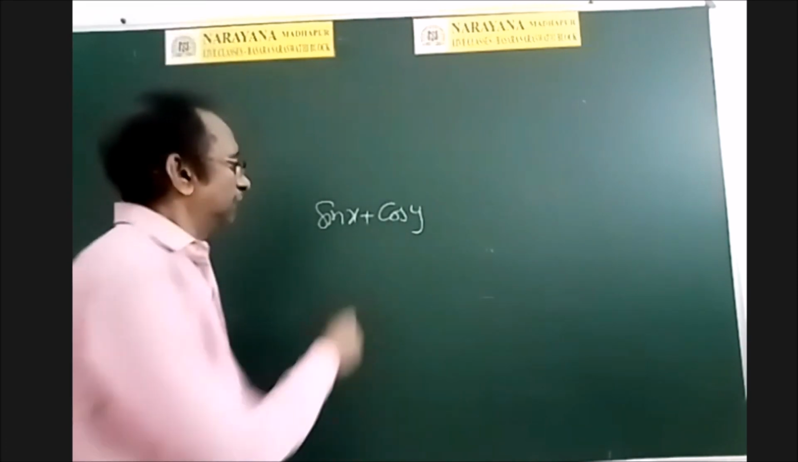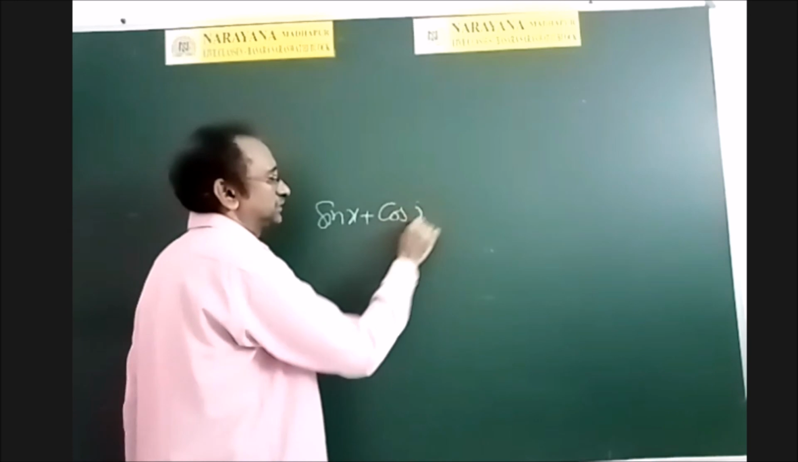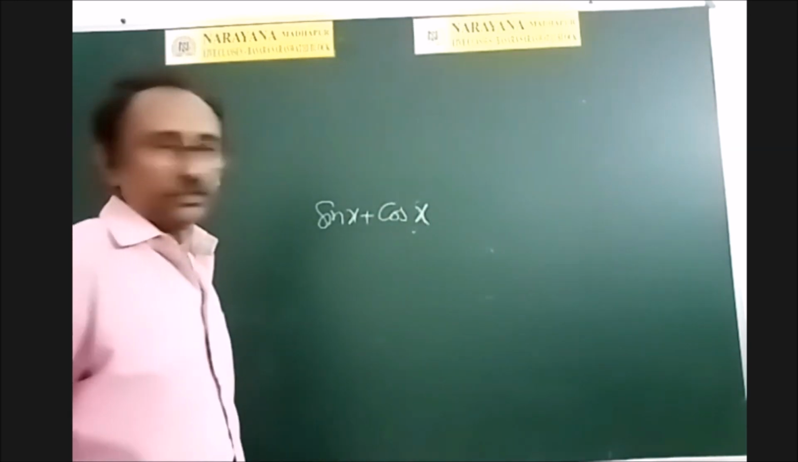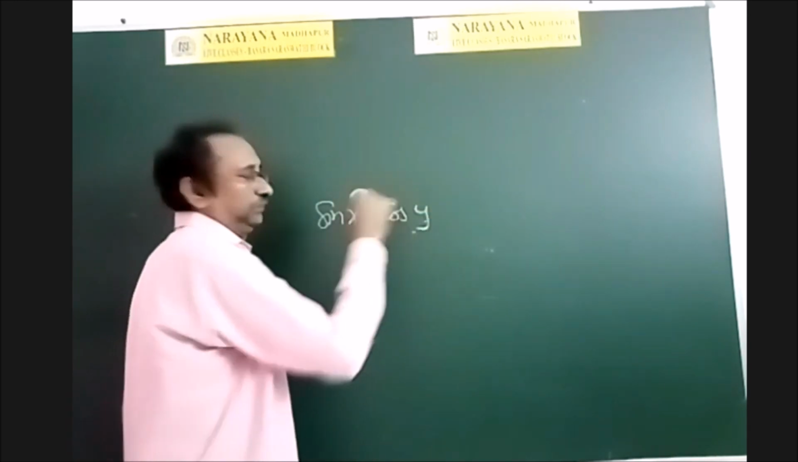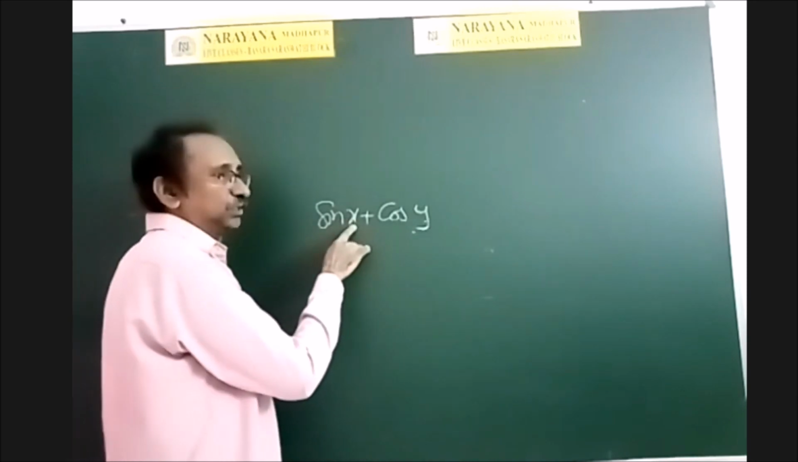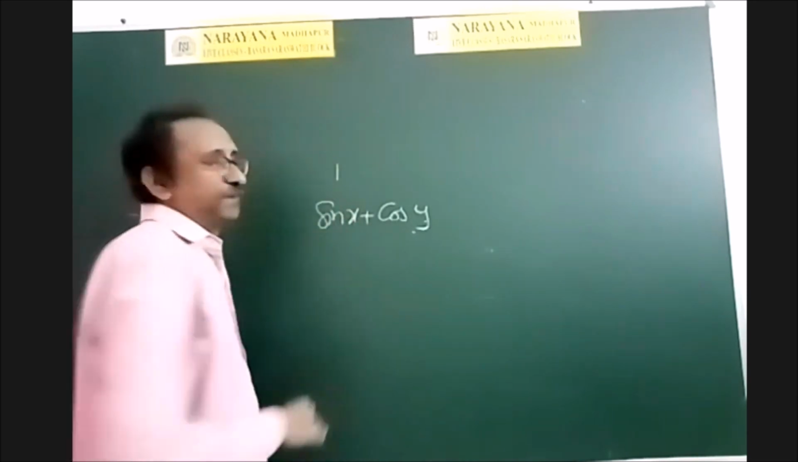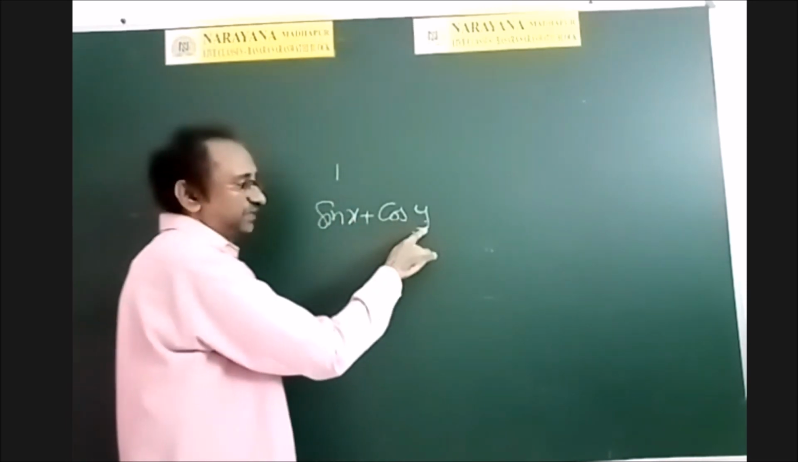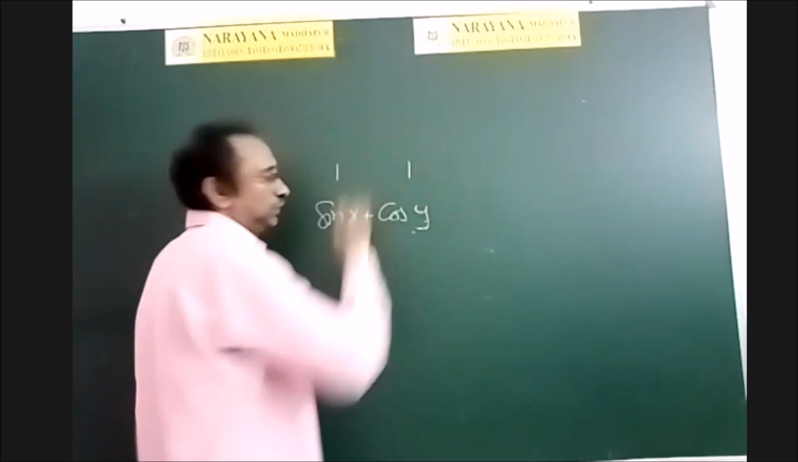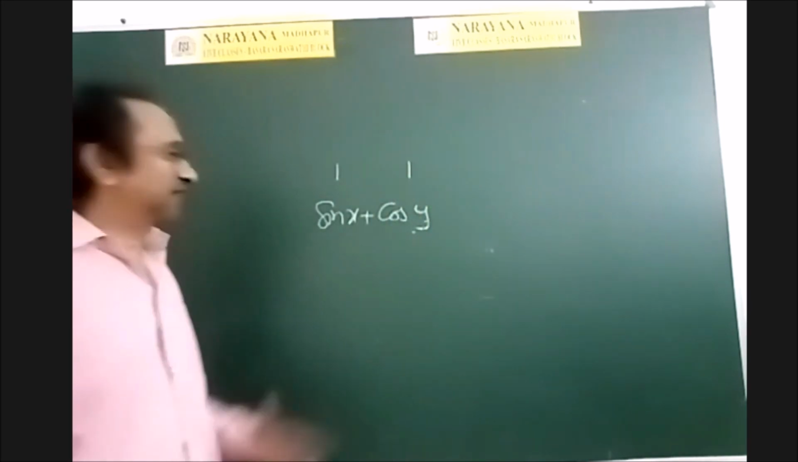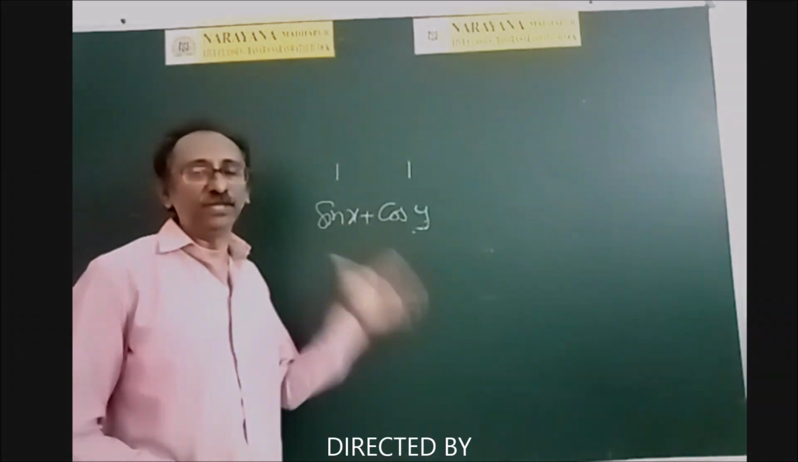Very good, very good. See, observe here. It is not sin x plus cos x. It is only sin x plus cos y. For this x, if you take pi by 2, you will get maximum value 1. For this y, if you take 0, you will get maximum value 1. So maximum value of this function will be 2 only.